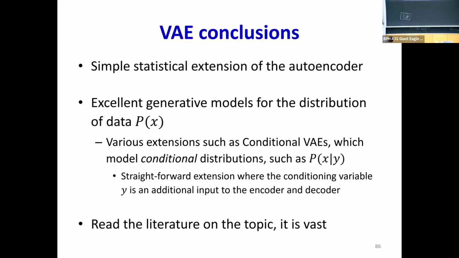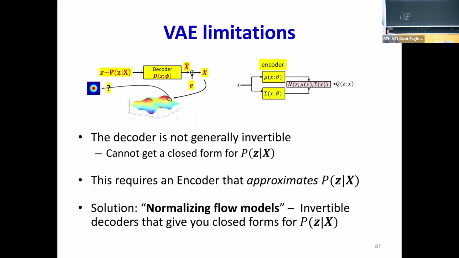So the VAE is a simple statistical extension of the encoder. It's an excellent generative model for distributions of data. You have various extensions like conditional VAEs, which model conditional distributions. The literature on the topic is vast, but of things that are related to what's going to come in the next lecture, which is going to be done by Asa on Monday. She's a fantastic teacher.